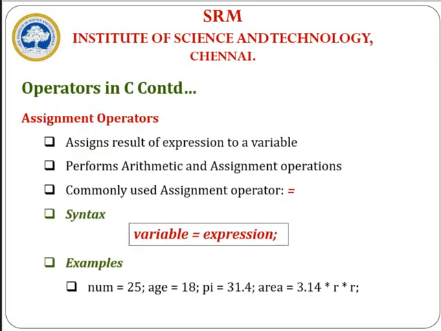The next operators are the assignment operators. The assignment operator simply assigns some value or some expression to a variable. Here you can see the examples: num = 25, age = 18, y = 3.14, and some expressions also you can provide, like area = 3.14 * r * r. These are all simple assignment operators. We are using equal to, which is the assignment operator.